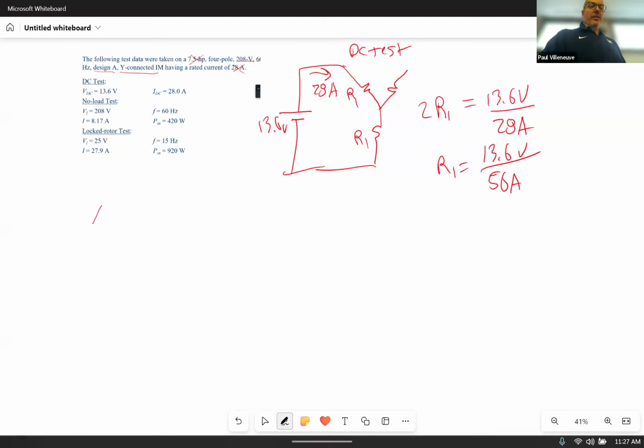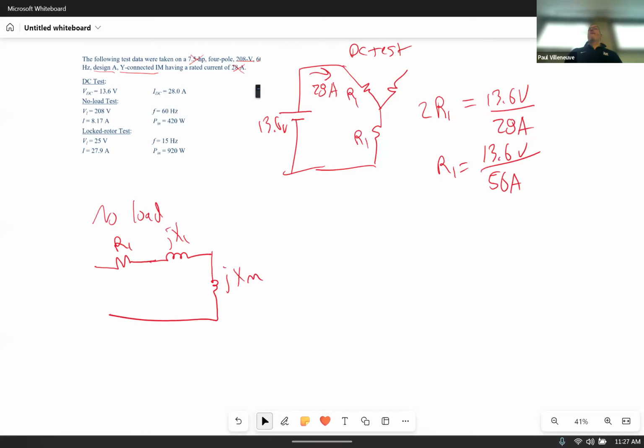Now let's do the no load test. Under the no load conditions, what does my circuit look like? I have R1. I have jX1. And I only have jXm, right? Rc is out of the picture because it's so big, it doesn't have any influence. And our R2 over s is so big that we can neglect it. So no current we're going to assume is going into the rotor equivalent circuit. And so here's our circuit.